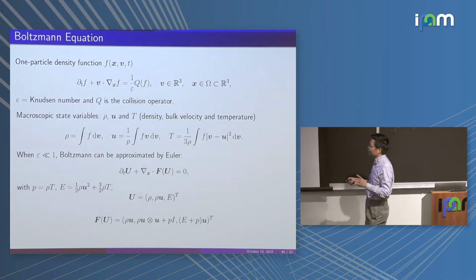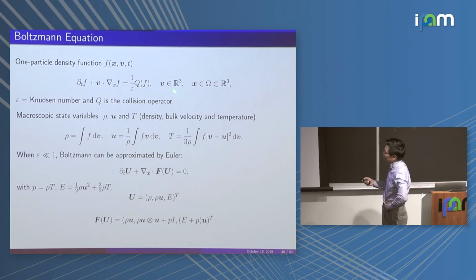So this is the Boltzmann equation. And Euler's equation is obtained when you take the epsilon going to zero limit. In that case, we just have to look at the zeroth order, first order, and second order moments, the trace of the second order moments of that distribution function. So f is the phase-space distribution function. So we get a closed system for these low order moments, and that's Euler's equation.